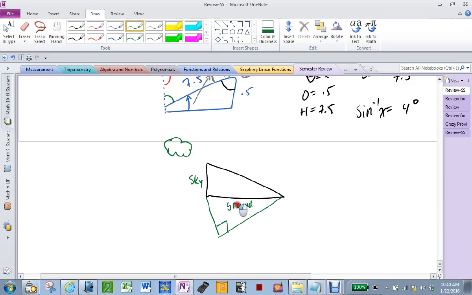That's the hardest kind of trig question, where there are two triangles together that are in different dimensions. Okay? Everybody cool? All right.